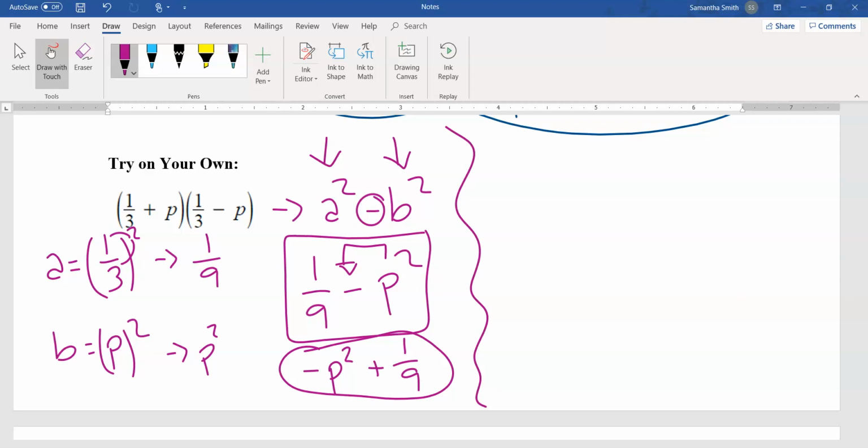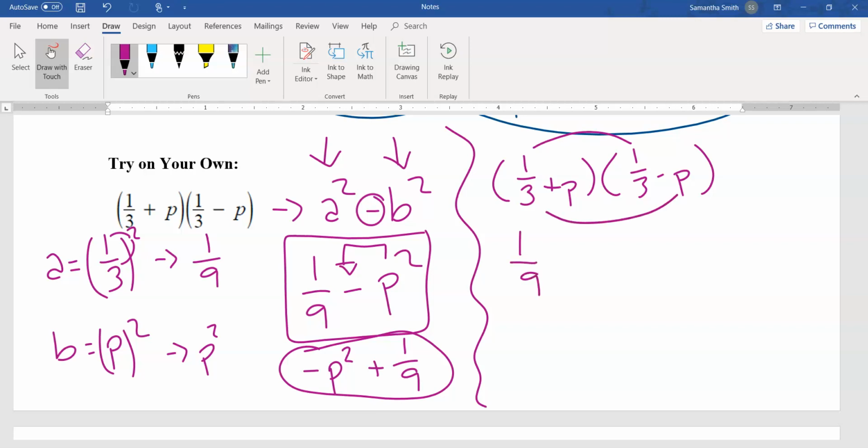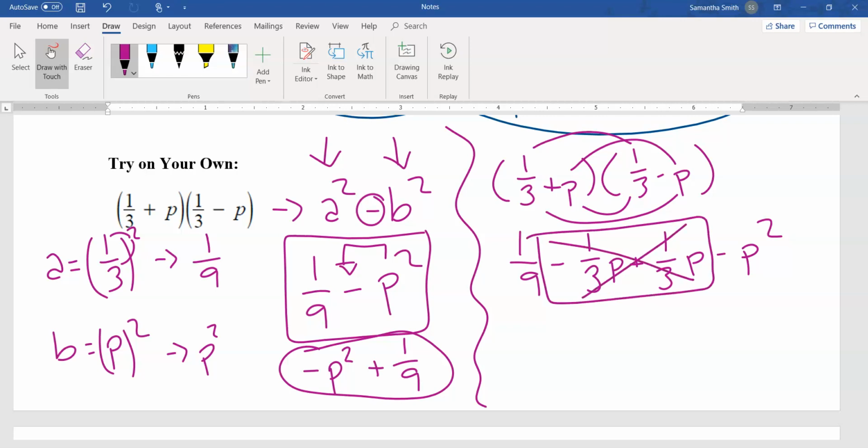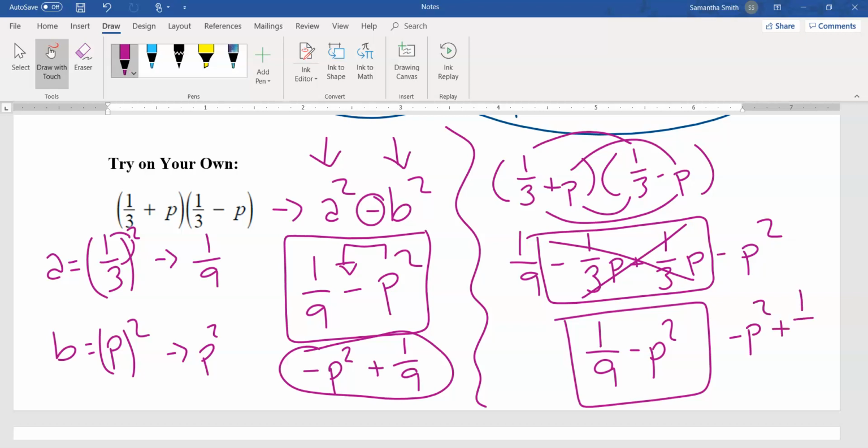If you did the FOIL method, we have 1/3 plus p times 1/3 minus p. I do my first, so I do 1/3 times 1/3, which is 1/9. I do my outer, which is a negative 1/3 p, my inner, which is a positive 1/3 p, and my last, which is negative p squared. This middle section goes bye-bye, they cross each other out, and I'm left with 1/9 minus p squared. And again, you could have turned it around to negative p squared plus 1/9. Either of those would be correct.